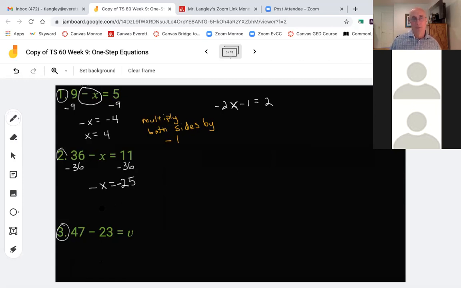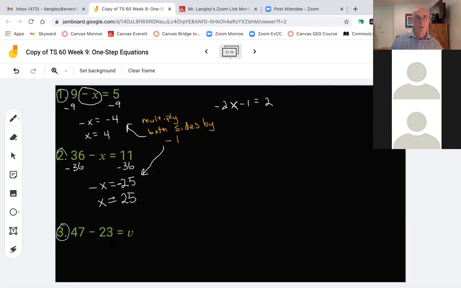So I'm going to just draw an arrow here, do that to this side, and we're going to do the same thing to this one here, okay? If I multiply -1 times the negative x, a negative times a negative is a positive, so I'm going to get an x. And if I multiply -1 times a negative 25, that gives me a positive 25, okay? So that's how to solve that little curveball.